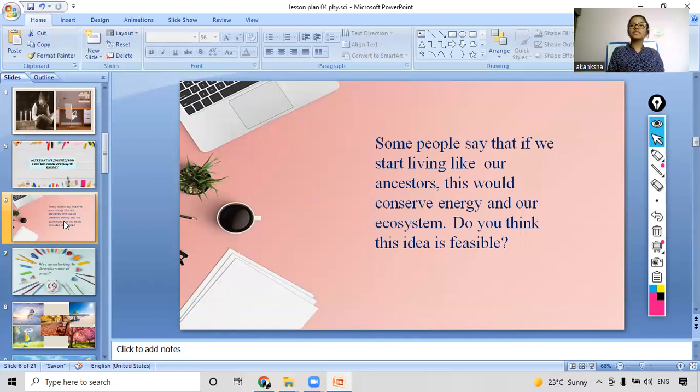And why yes? Yes, we should live that way because our ecosystem is getting destroyed day by day, because we are over-consuming different sources of energy.